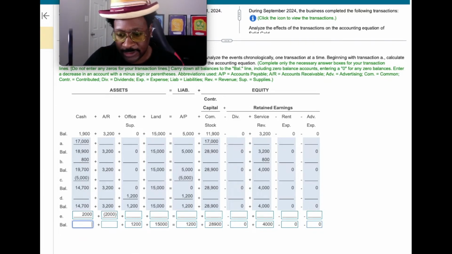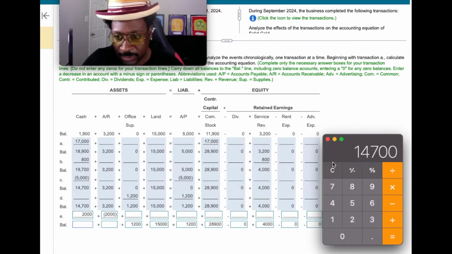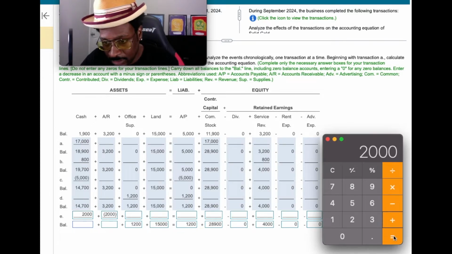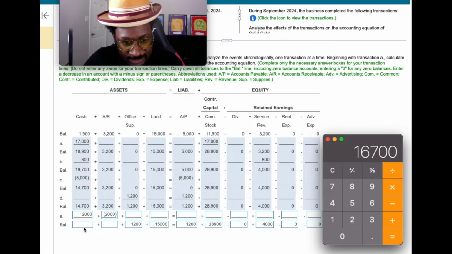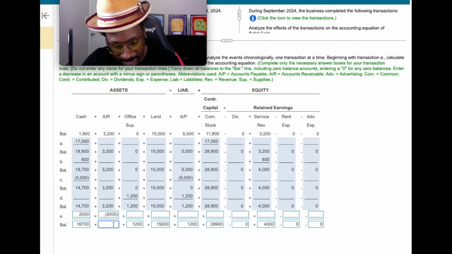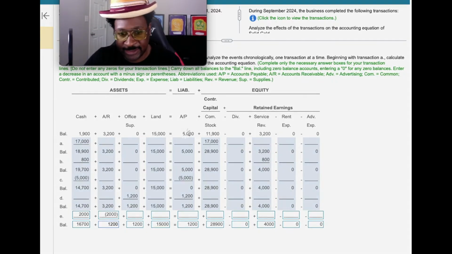So, trusted calculator, we're going to take the $14,700 from cash and add $2,000 to it, which will give us $16,700. And we're going to subtract $2,000 from the initial balance of $3,200, which will give us $1,200 left in accounts receivable. We're going to check the answer.